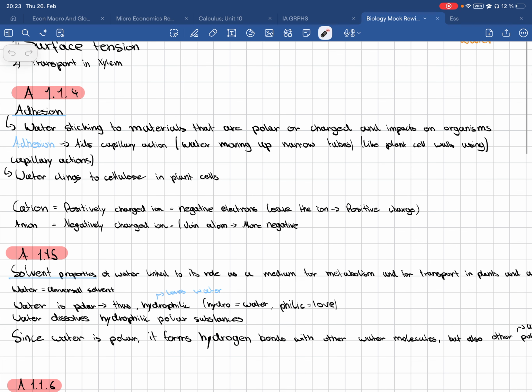Now, you need to know cations and anions as well. Me personally, in my IB bio history, I have not seen any questions talking about cations or anions, but it is in the syllabus, so I would recommend to just know it. A cation is a positively charged ion. This means that negative electrons leave the ion, which makes it more positive. If you have a room with a bunch of negative people, and all these negative people leave the room, it will become more positive. I hope that makes sense. And for an anion, it's the other way. If more negative people come into the room, that makes it more negative, so it's a negatively charged ion.